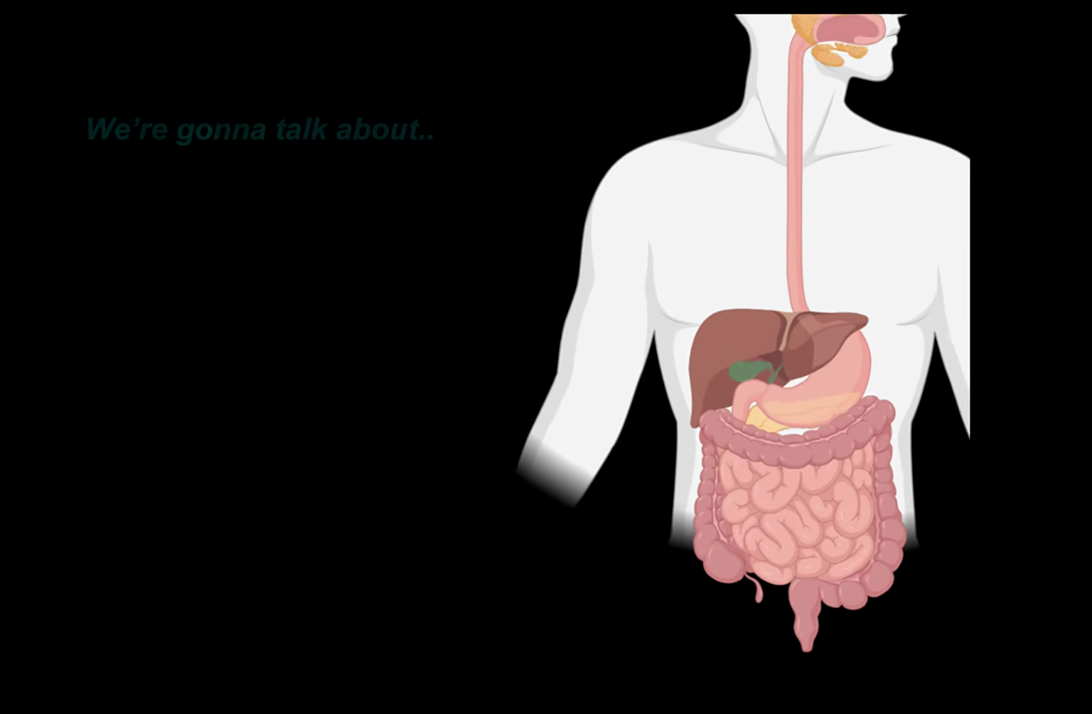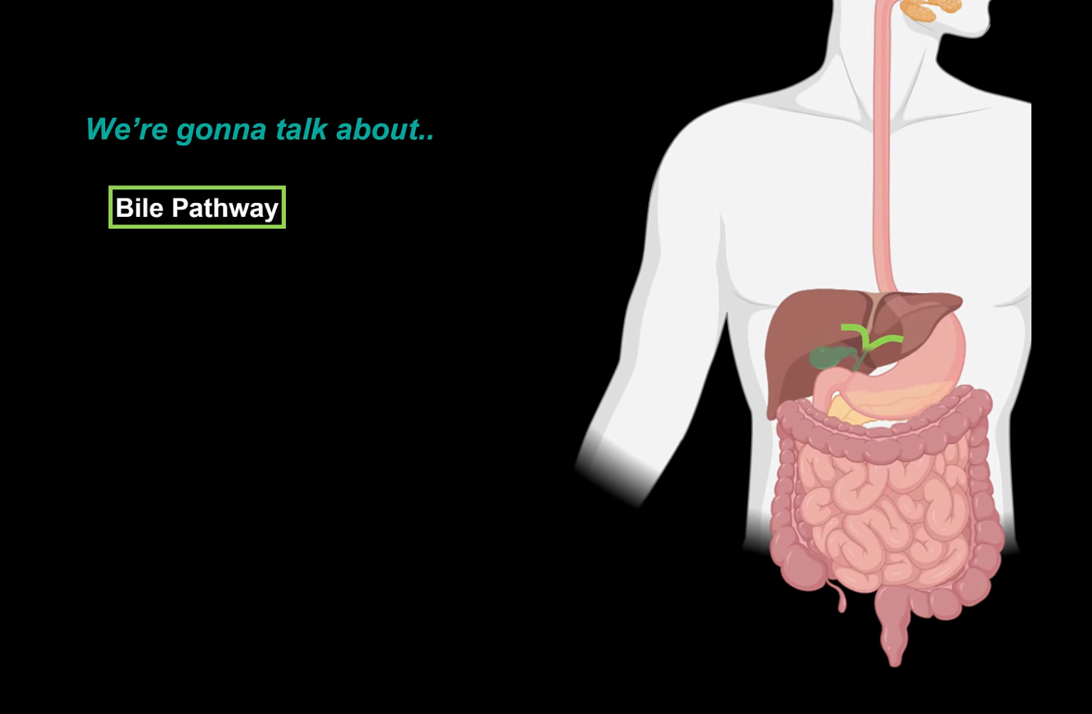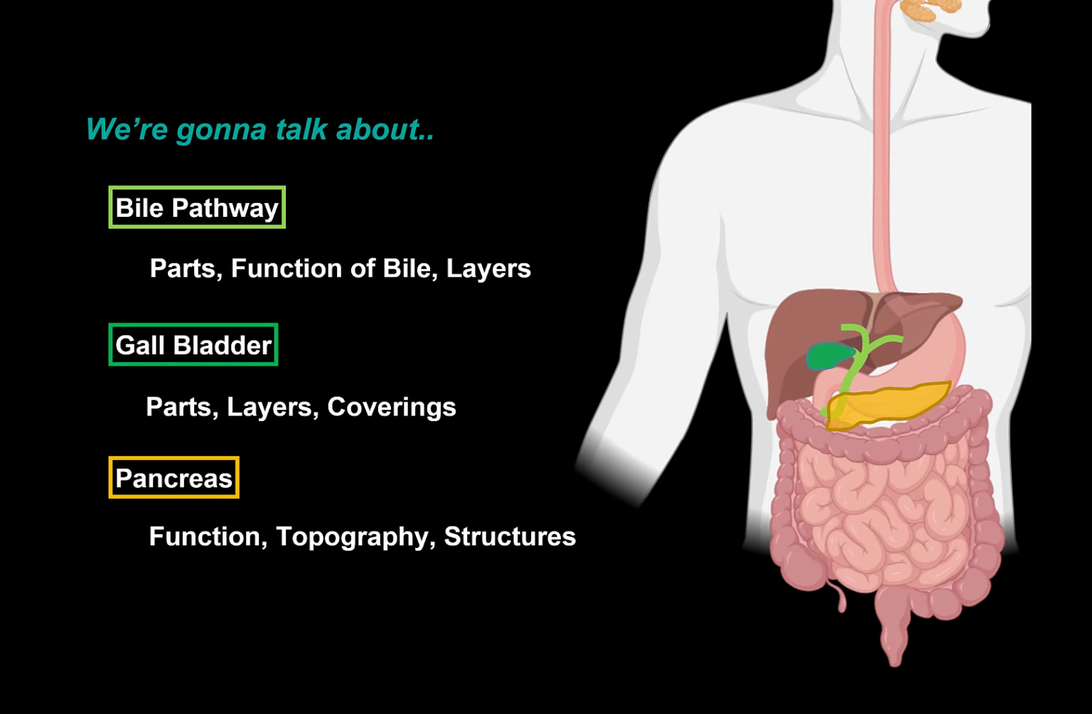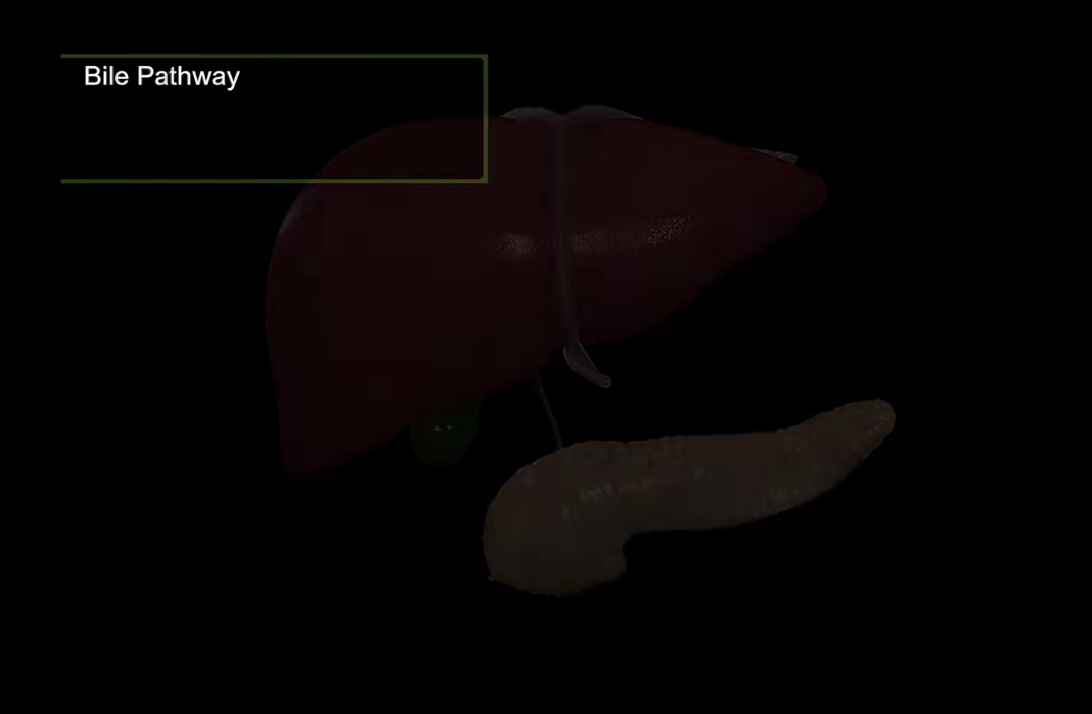So in this video, we're first going to go through the bile pathway, as you see here. We're going to go through the parts of the bile pathway, what the functions of bile are, and the layers of the bile ducts. After that, we're going to go through the anatomy of the gallbladder, this one. Basically talk about the different parts of it and the layers and the coverings. And then we're going to go through the anatomy of the pancreas. Basically talk about its function, its topography, and structures associated with it. Cool. So let's start with the bile pathway first.